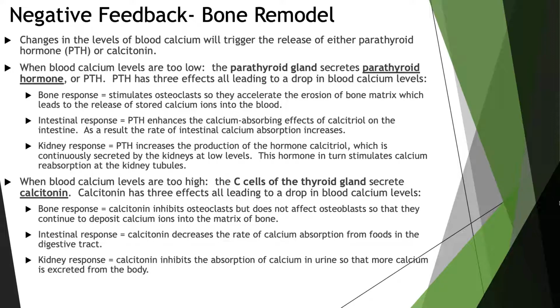Calcitonin decreases the rate of calcium absorption from the foods in the digestive tract, and then also has a renal response, where calcitonin inhibits the reabsorption of calcium from the urine, so that more calcium is excreted from the body. And then by providing a calcium reserve, the skeleton plays a primary role in the homeostatic maintenance of normal calcium ion concentrations of body fluids. The skeleton is also important in the homeostatic balance of other ions as well.